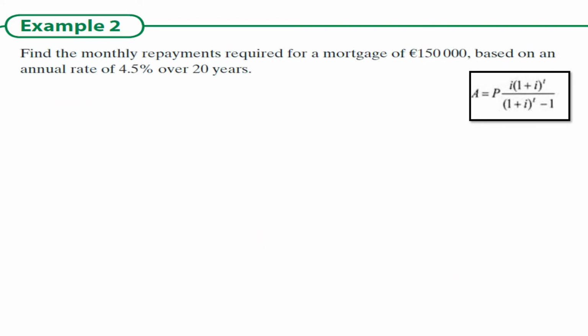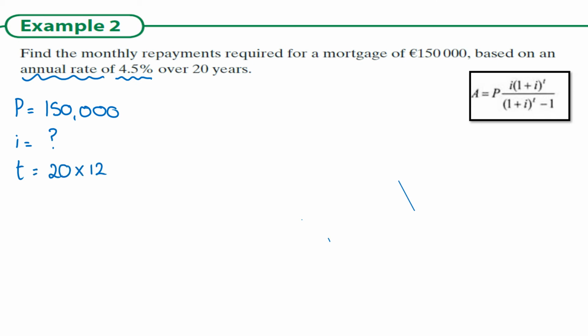Okay, so find the monthly repayments required for a mortgage of 150,000 based on an annual rate of 4.5% over 20 years. Now this is quite higher level, well, they're all higher level style, but this is the kind of question we would expect, because it's not simply plug in. So our interest rate, the problem is we don't actually know it, because 4.5% is annual, so we need to change that. The time is 20 years, but the repayments are monthly, so it's 240. The first thing I need to do in this question, and they didn't make it clear, and this is why you have to be on the ball and keep an eye out for the words.